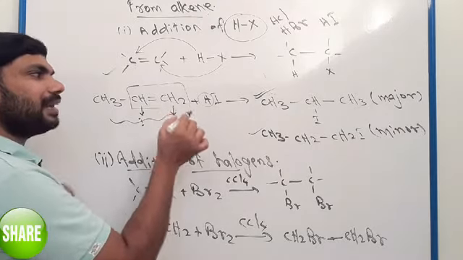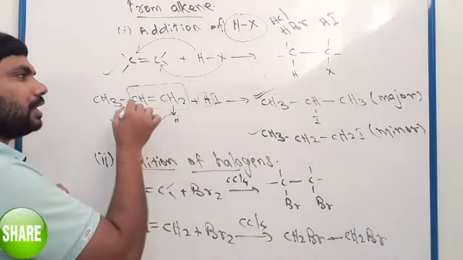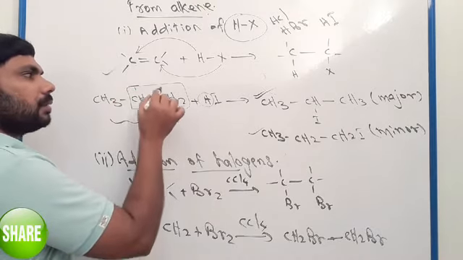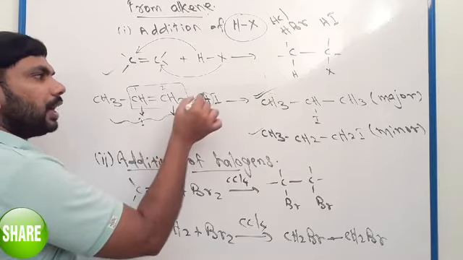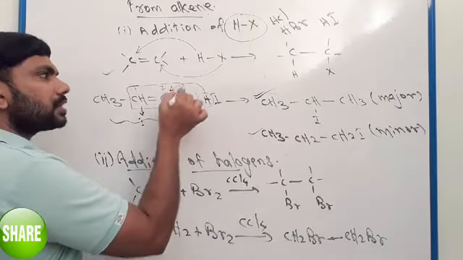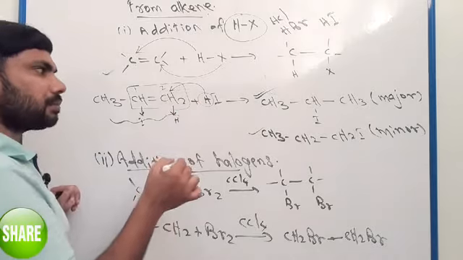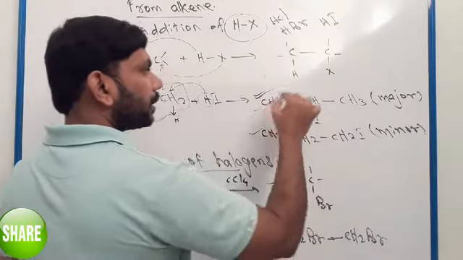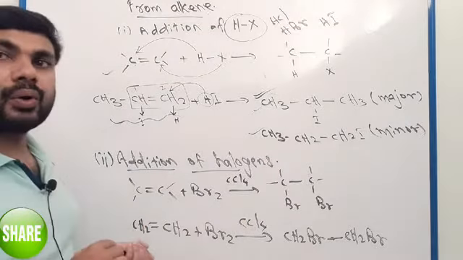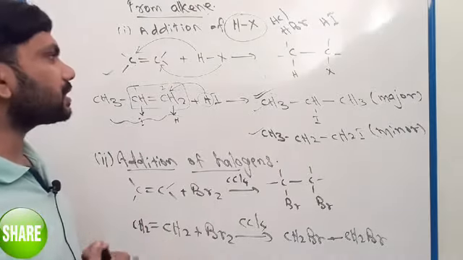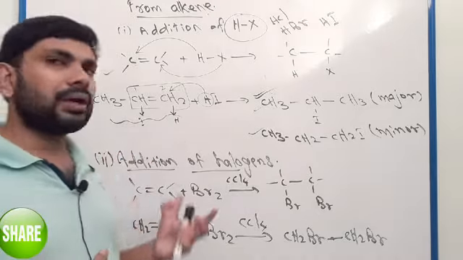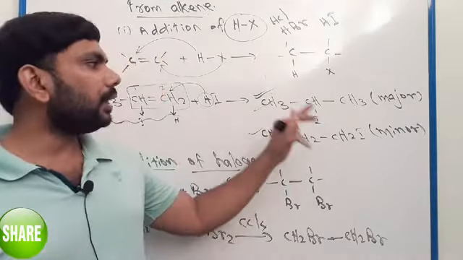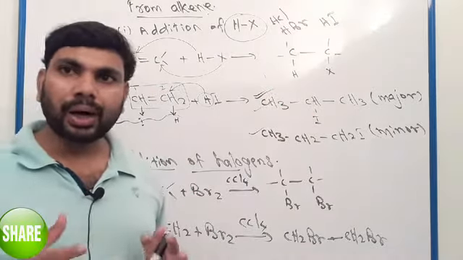That carbon contains more hydrogen atoms. This carbon has only one hydrogen, this carbon has 2 hydrogens. So hydrogen will go to the carbon that has more hydrogen atoms. Here CH3CHICH3 is the major product. So this is Markovnikov addition. So just remember, addition of hydrogen halide to an alkene can produce a haloalkane.